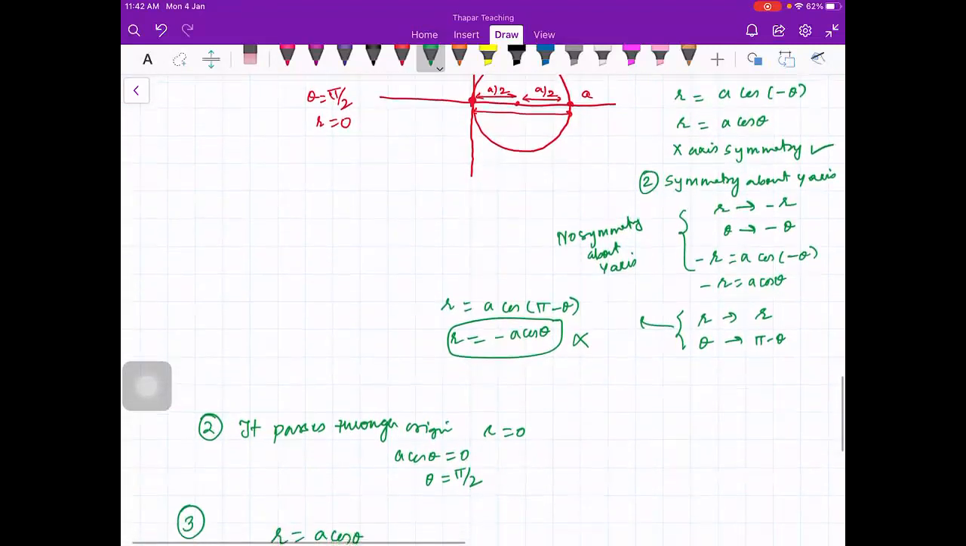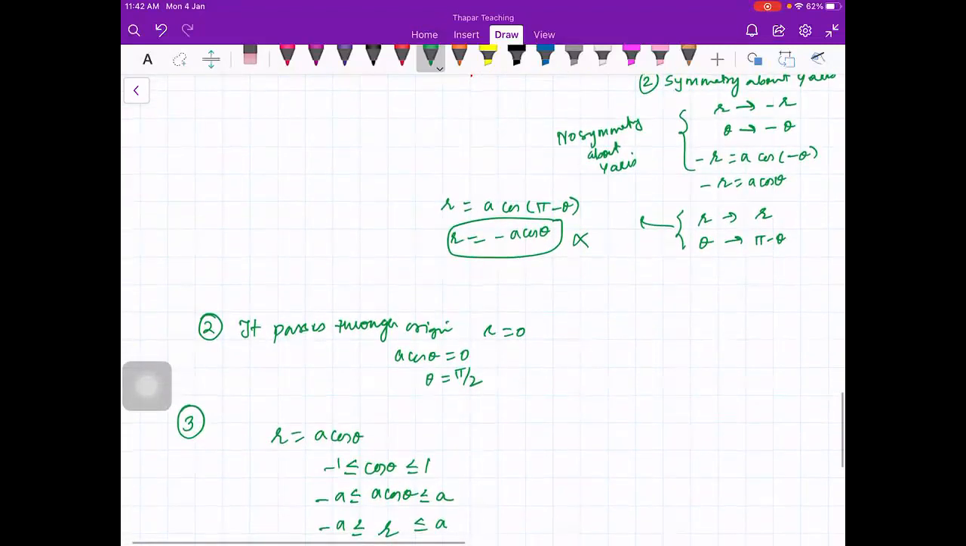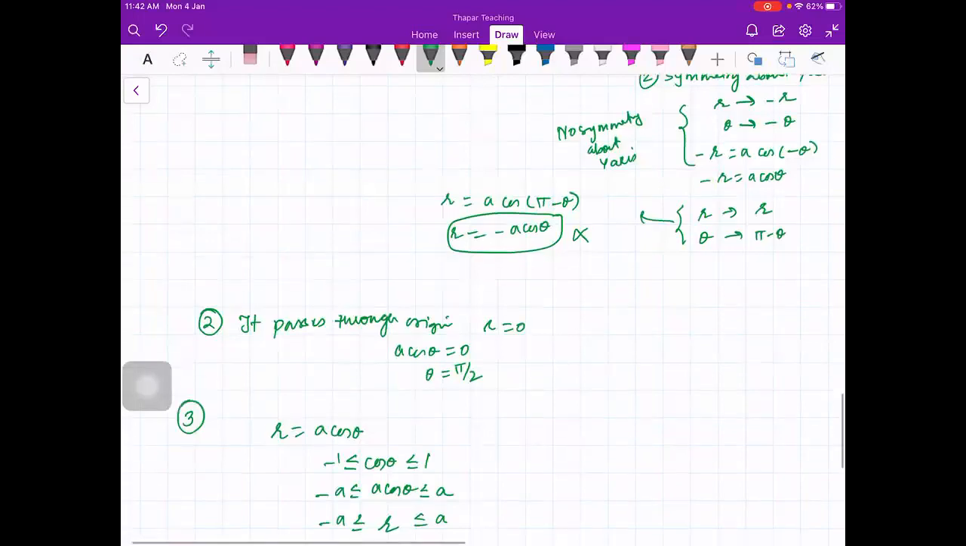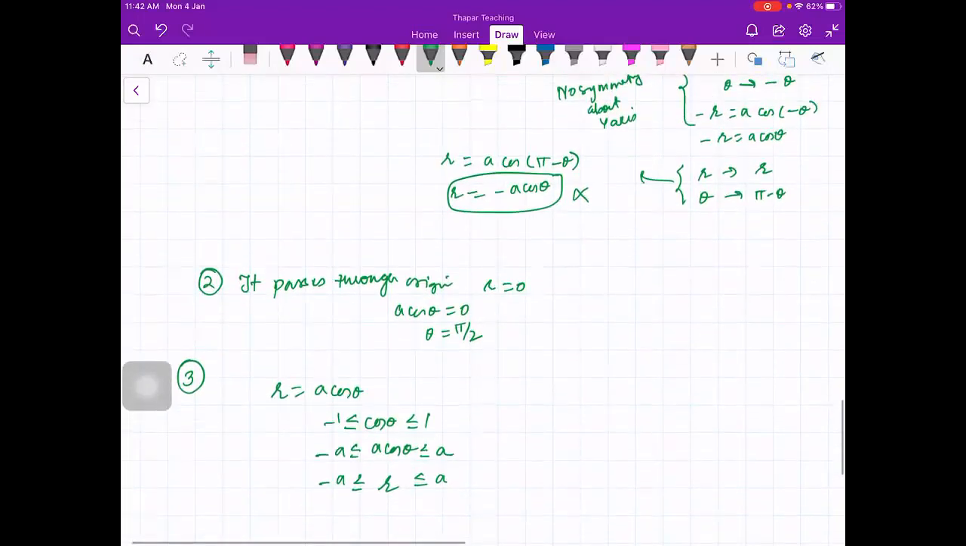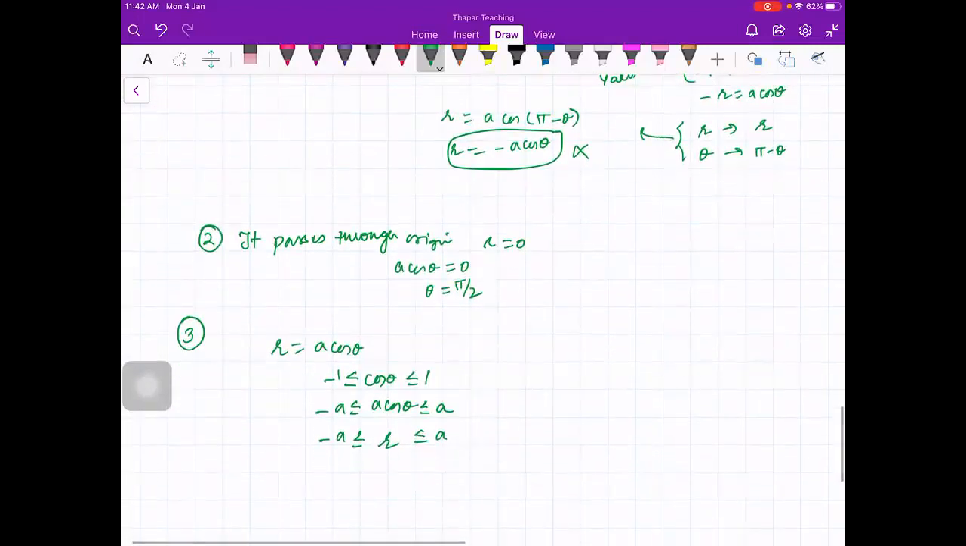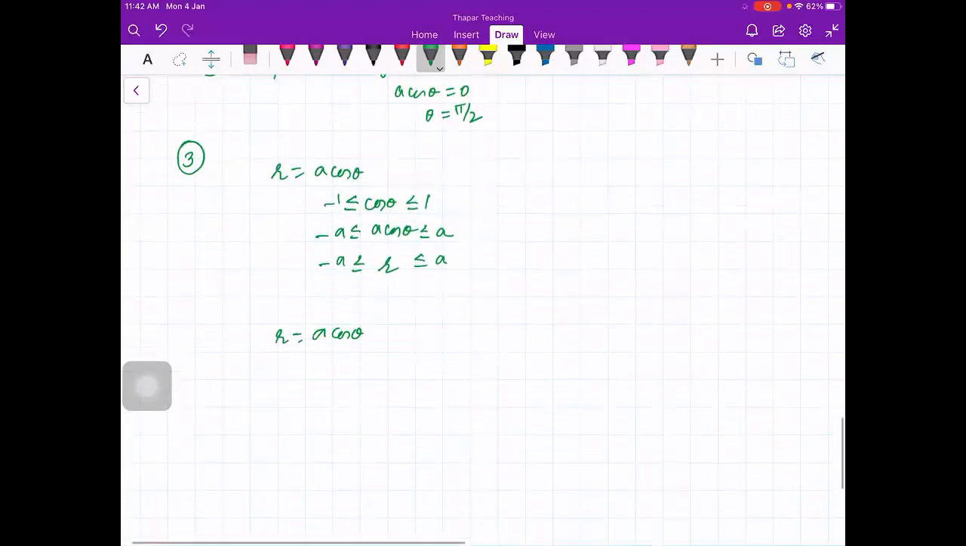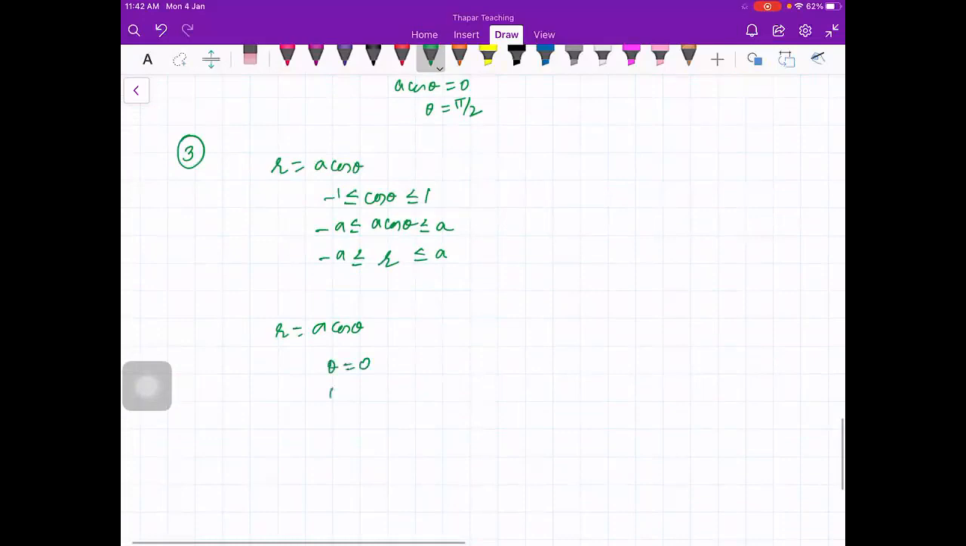So you get r can be between minus a and a. Fine. Now you can just take some points and you can see how to plot this curve. Right. So you have r is equal to a cos theta. So you take theta is equal to 0, theta is equal to 30 degree, theta is equal to 45 degree, theta is equal to 90 degree.